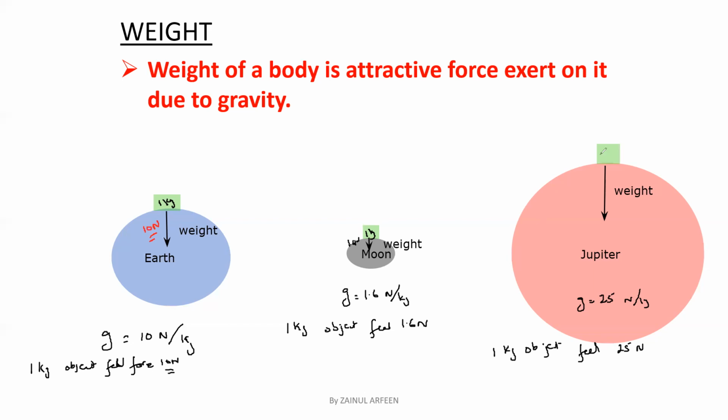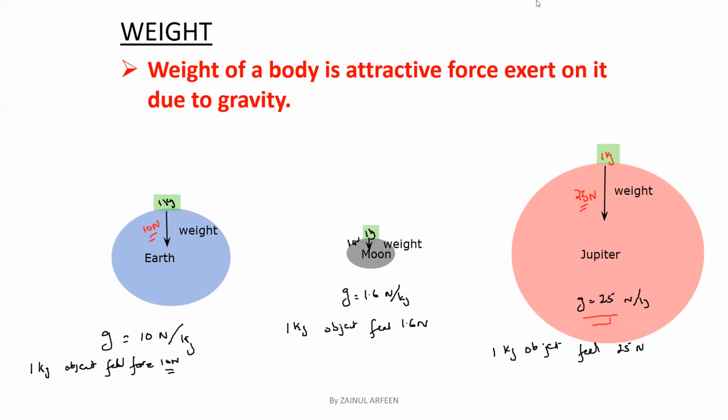And if the same 1 kilogram object is placed on the surface of Jupiter, though Jupiter is a gas giant and does not have a hard surface, but for example, if it was placed there, the gravitational force of Jupiter is 25 Newton per kilogram. So this 1 kilogram object will experience 25 Newton. Jupiter has stronger gravity, so the object's weight will be much higher as compared to that on the Moon or on Earth.